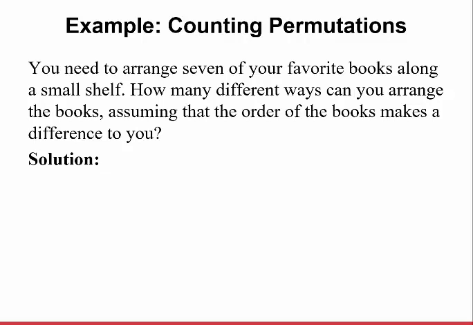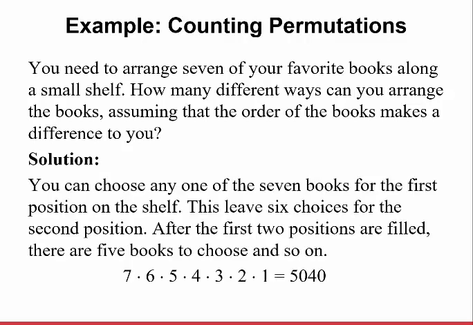Okay, let's do an example with counting permutations using the fundamental counting principle. So you need to arrange 7 of your favorite books along a small shelf. How many different ways can you arrange the books? Let's assume that the order of the books makes a difference to you, okay? Well, you can choose any of the 7 books for the first position on the shelf. This leaves 6 choices for the second position. And then after the first 2 positions are filled, there are 5 choices for the third position, and so on.